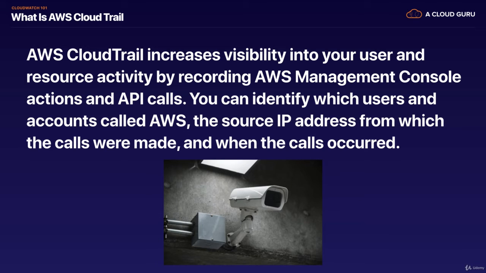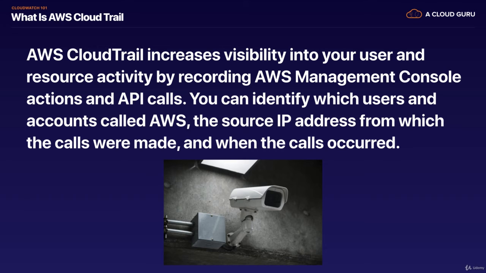So what Amazon like to do is try and confuse you with CloudTrail. They always have these questions where, given a particular scenario, you'll be asked whether you should be using CloudWatch or CloudTrail. CloudTrail basically is a CCTV for your AWS environment. It increases the visibility into your users and resource activity by recording AWS Management Console actions and API calls. So every time you go in and create an S3 bucket or an EC2 instance, you're basically making an API call to AWS. And this is all recorded using CloudTrail.